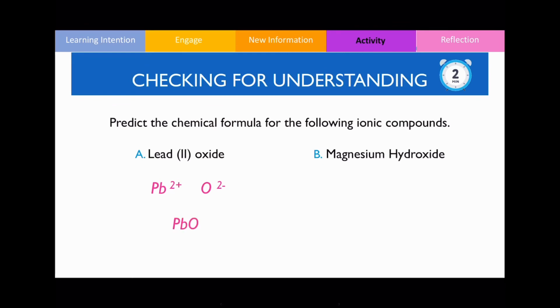And for the very last one, magnesium hydroxide. Magnesium is Mg2+, hydroxide is OH-. To do the CRISS-CROSS, the 2+ is exchanged to hydroxide, hydroxide being a polyatomic. So you will need brackets when you exchange the charges over.